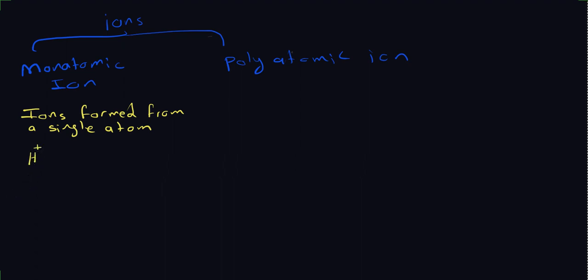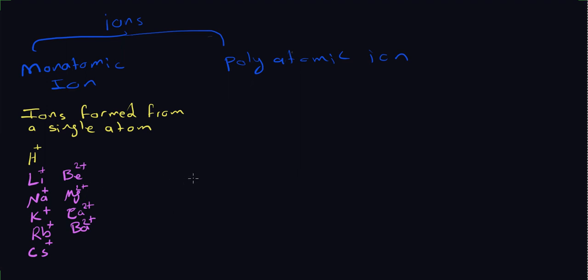Like hydrogen +1, lithium +1, sodium +1, potassium +1, rubidium +1, cesium +1, and beryllium +2, which is group 2, magnesium +2, calcium +2, and barium +2. These are examples of monoatomic ions which are called cations.